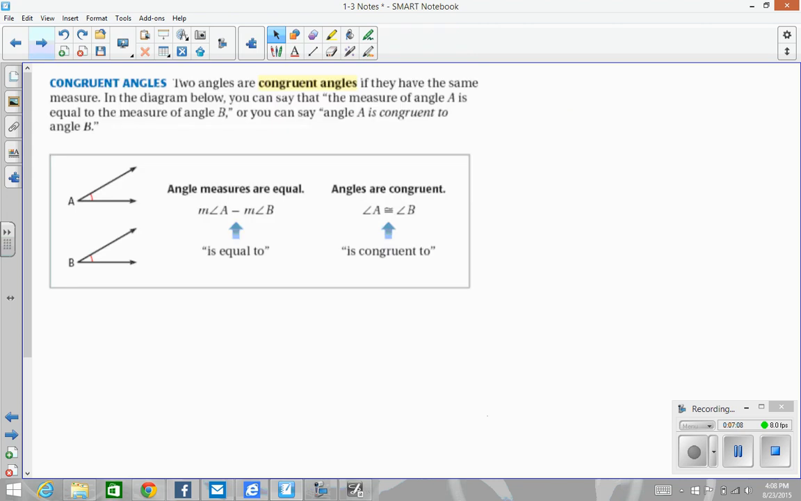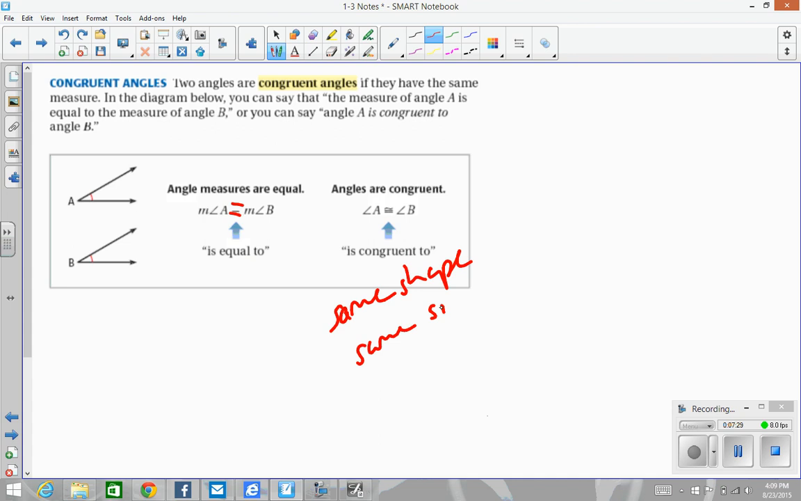All right, so when angles are congruent, in this case, there's a little sign. Let's correct this. This is equal to this. When angles are congruent or angles are equal, that also means those angles could be congruent. Remember that we talked about this with segments. Congruent means the same shape, same size. This means that they have the same measure.